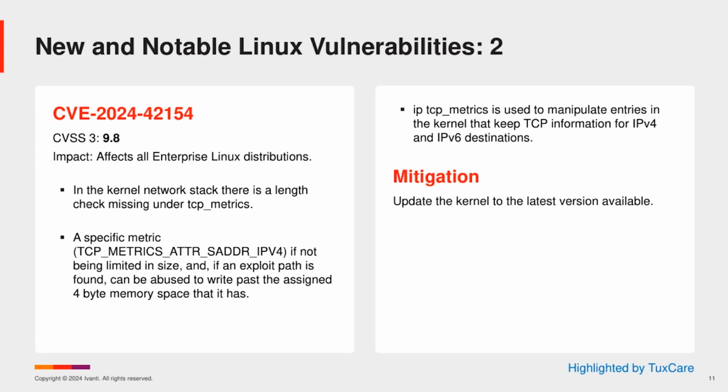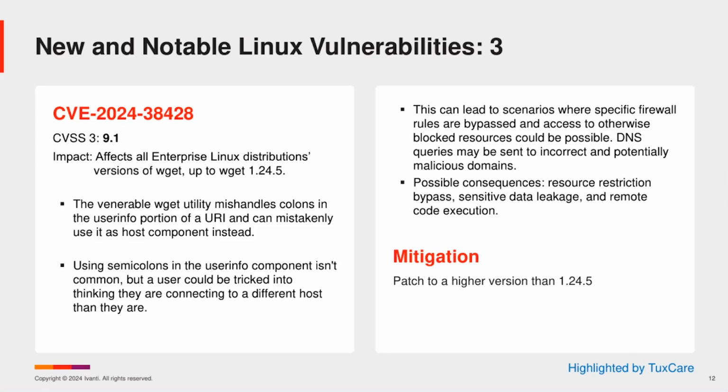All right, our third CVE this month on the Linux side is CVE 2024-38428, another high CVSS score, so a 9.1 in this case, also affects all Linux distributions, versions of wget. So up to wget version 1.24.5. So the resolution here is to patch wget to a version higher than 1.24.5. So something later than that version, 1.24.5 and earlier are affected.